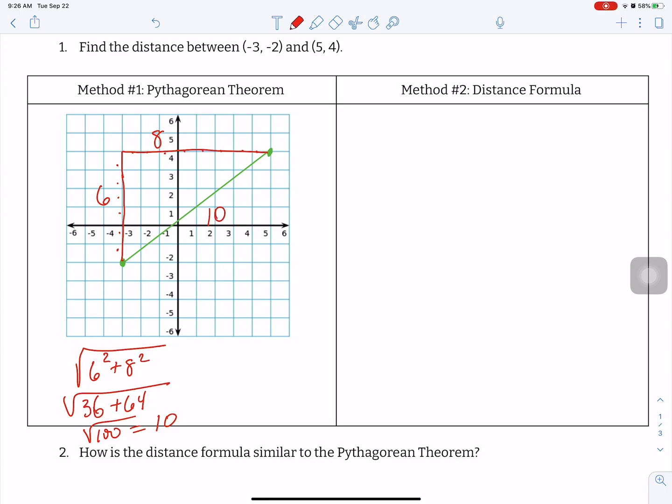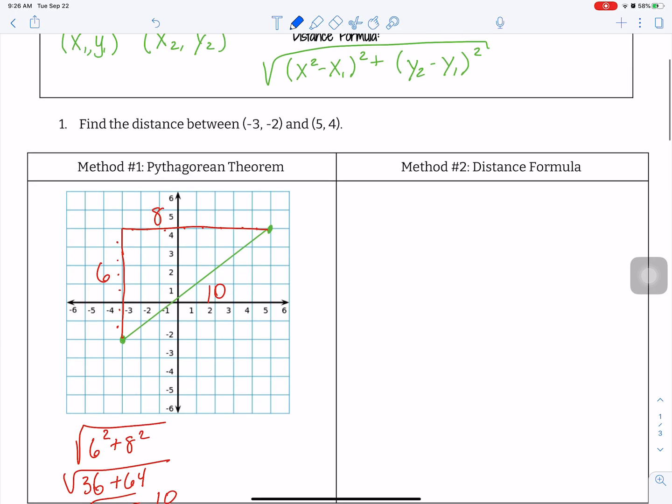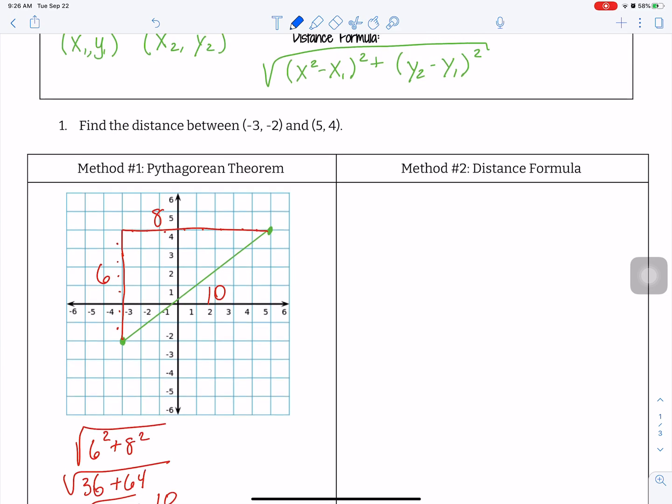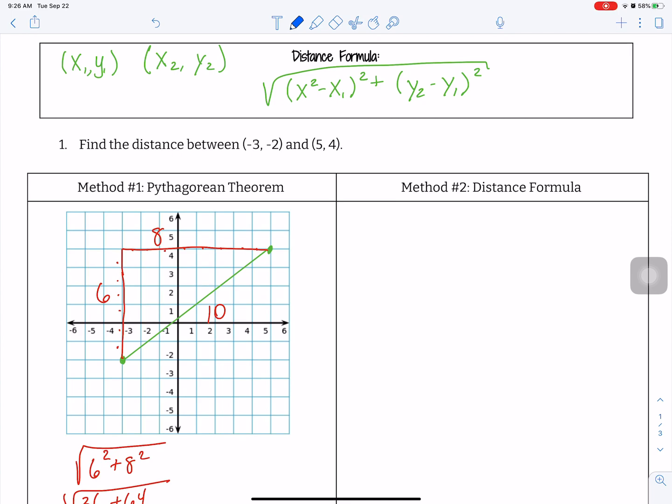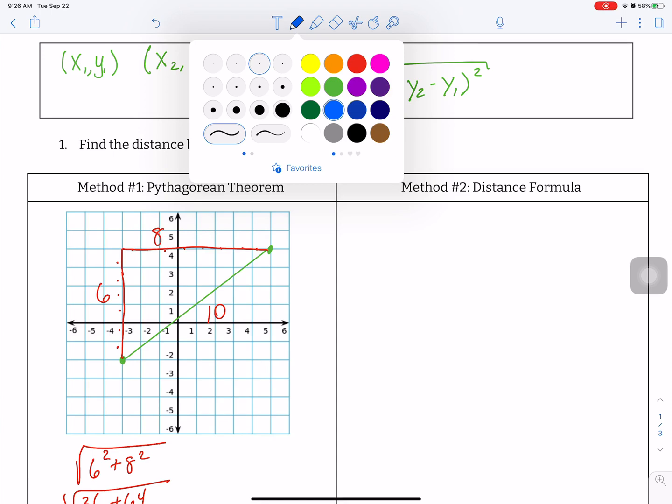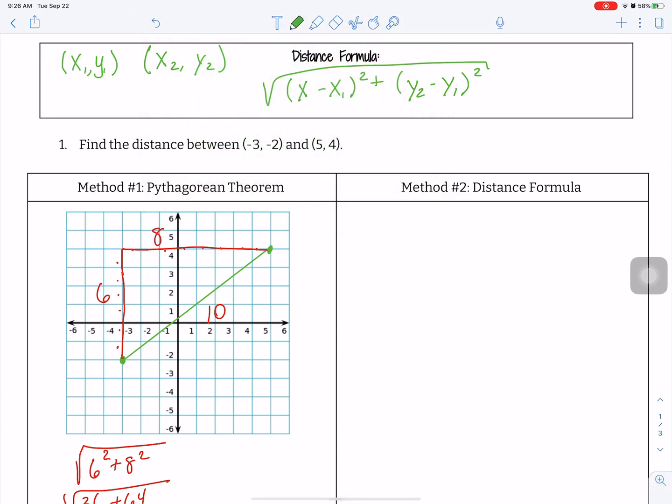So I already know what that answer should be, but I want to look at using the distance formula because sometimes our points are really far apart that it's not feasible to graph them or to see them on graph paper. My formula says, oh, I'm sorry, I wrote that as an x squared. That should be an x2, not an x squared.